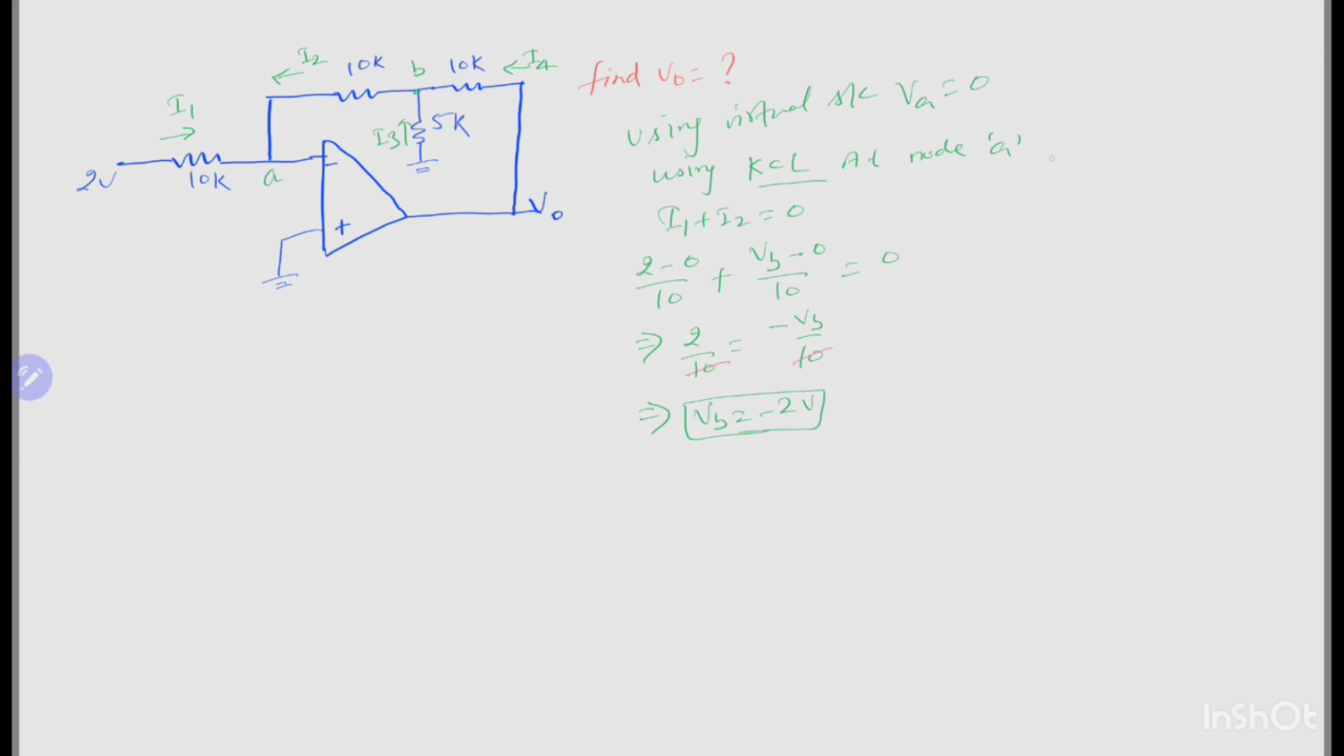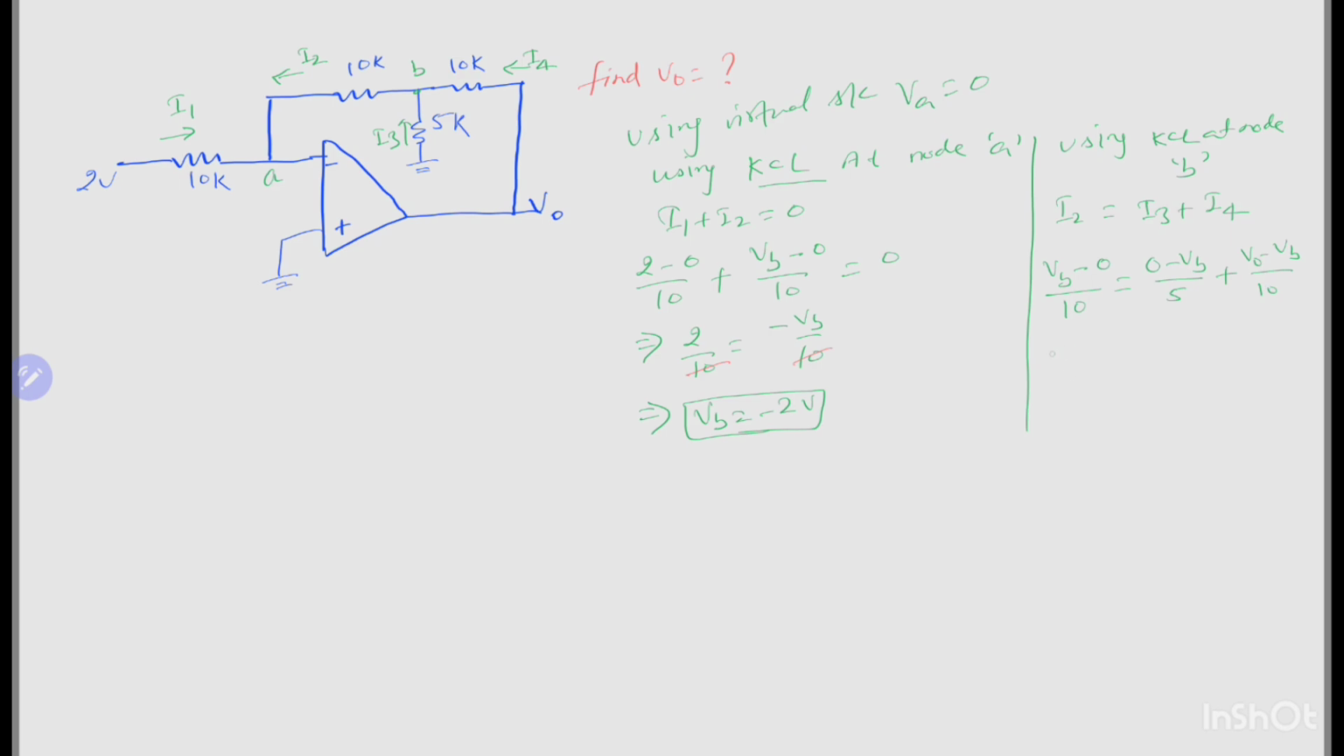Now apply KCL at node B. Node B पे KCL यूज करेंगे तो what will we get? I2 equal to I3 plus I4. What will be I2? I2 equal to voltage (VB minus VA), VA will be 0, upon resistance 10. I3 equal to (0 minus VB) upon resistance value 5 ohm, plus I4 equal to (V0 minus VB) upon 10.